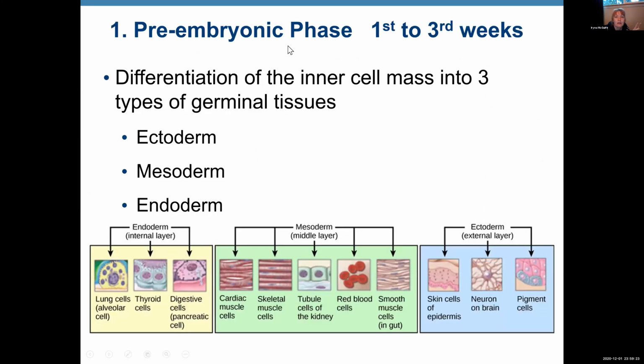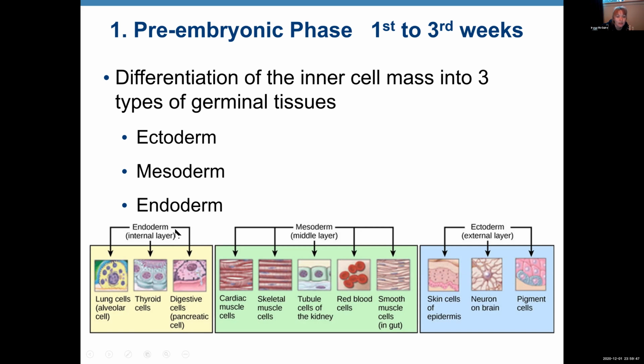Okay, then still in pre-embryonic phase, we have differentiation of the inner cell mass into three types of germinal tissue. So we form first three germ layers: ectoderm, mesoderm, and endoderm. And please pay attention over here, because you will have question like this on your exam.